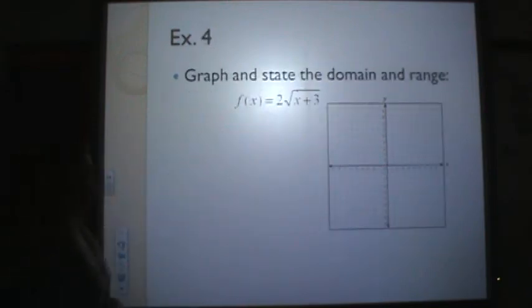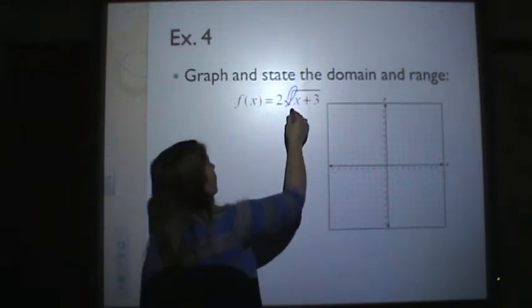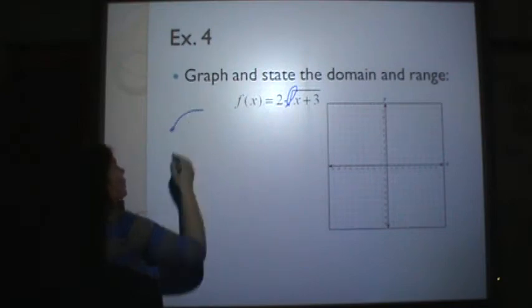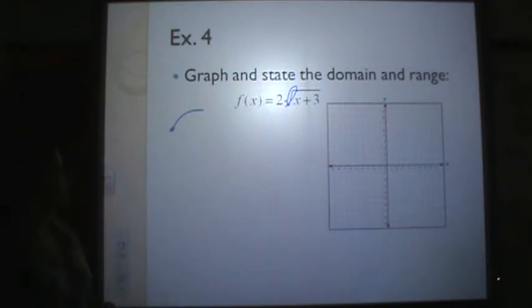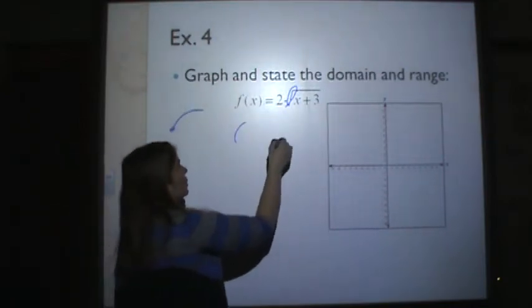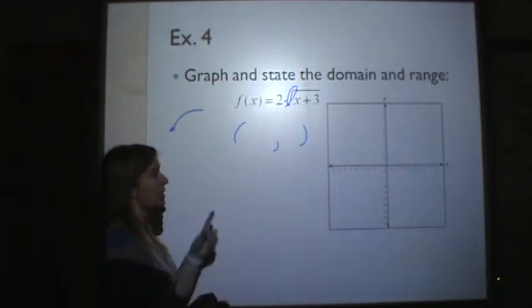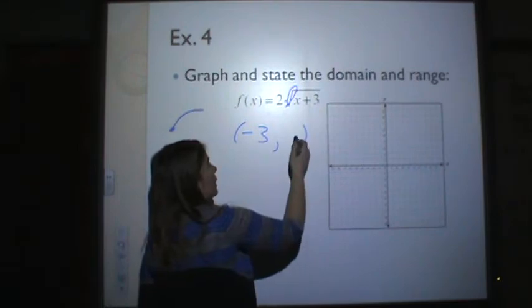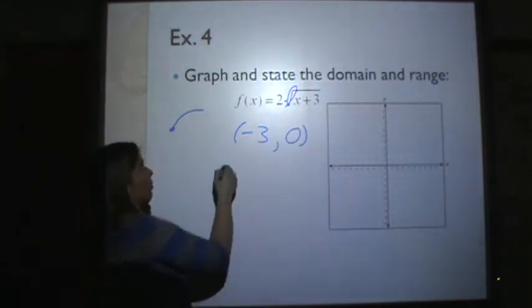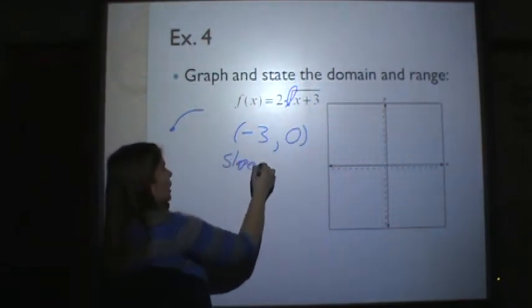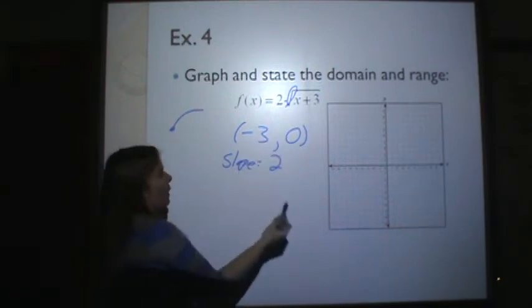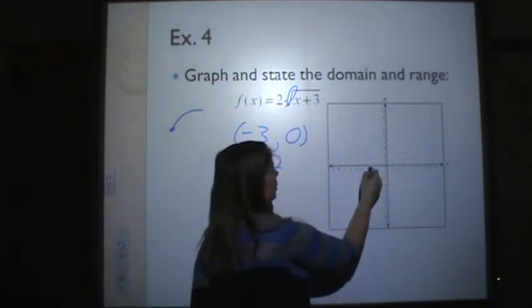The next graph we want to look at here, we have a square root. So a square root was your curve that looks like this. My starting point, the number inside the parentheses, it says +3. So remember, we changed that to a -3. There is no number being added on the outside, so that's 0. And my slope is going to be the number in front, which would be a 2. So I graph at -3, 0.